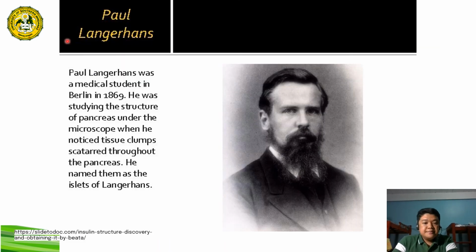So the name islets of Langerhans was derived from a German medical student named Paul Langerhans. Paul Langerhans was a medical student in Berlin in the year 1869. He studied the structure of the pancreas under the microscope when he noticed tissue clumps scattered throughout the pancreas. He named them the islets of Langerhans. So the name Langerhans was derived from this person.